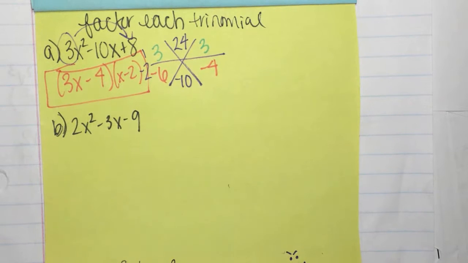I'm so hungry. Alright, B. 2x squared minus 3x minus 9. There's no common factor. Why? Because 2 won't go into 9, 3 won't go into 3. Oh, like we've learned something. Alright, so what are our signs going to be this time?